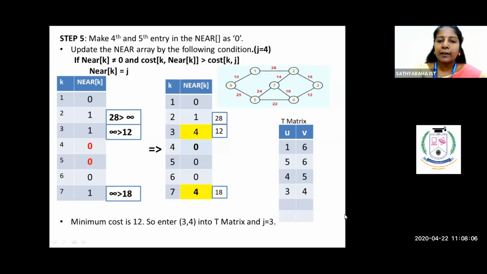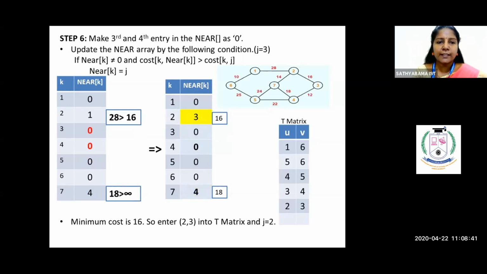To find the cost you need to see the given graph. Now which is the minimum cost here? 12 is the minimum one. The corresponding edge for the cost 12 is 3 comma 4. Now we are entering this 3 comma 4 into the T matrix. So all 4 entries we have made in the T matrix. Now what is the J value here? The third entry is the one we just updated in the T matrix, right? So the J value is equal to 3.